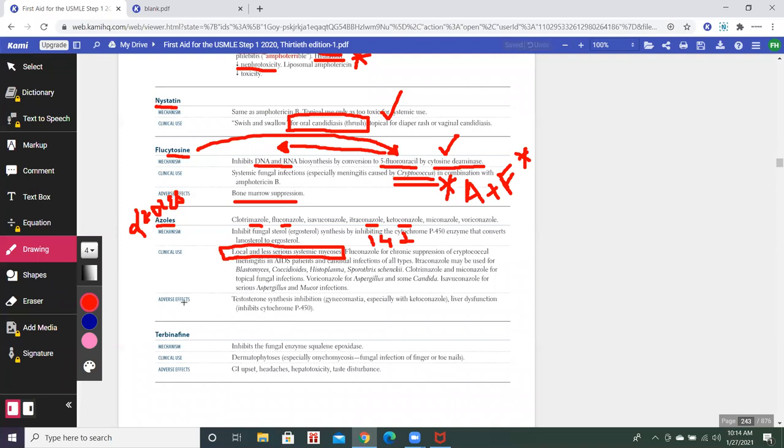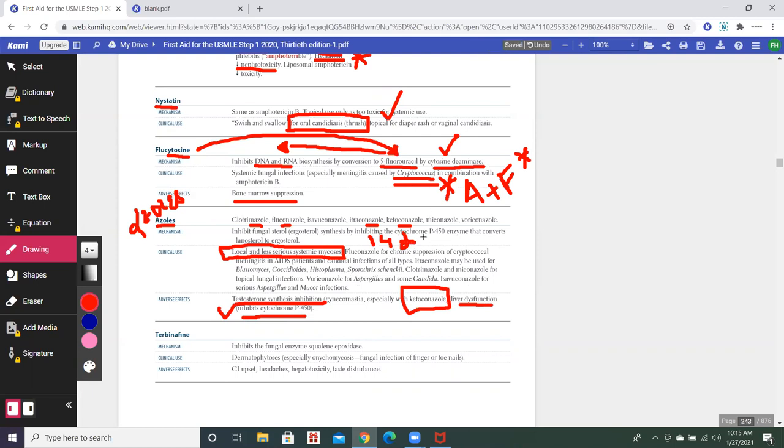Another one is the adverse effects of the azoles, which are extremely high yield because they are very particular to the azoles. That is, they are testosterone synthesis inhibitors. Okay, so clotrimazole, fluconazole, isavuconazole. In the same way, spironolactone is an antiandrogen. Azoles also inhibit testosterone synthesis, causing gynecomastia, especially with ketoconazole, and liver dysfunction because they inhibit cytochrome P450. So azoles cause liver dysfunction, and inhibition of cytochrome P450 is high yield, okay?